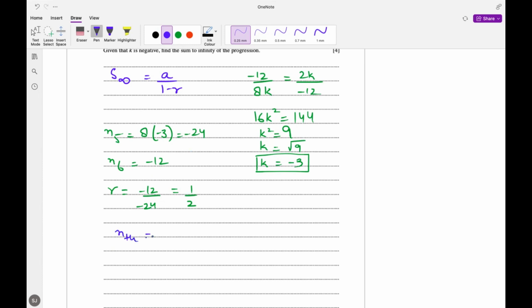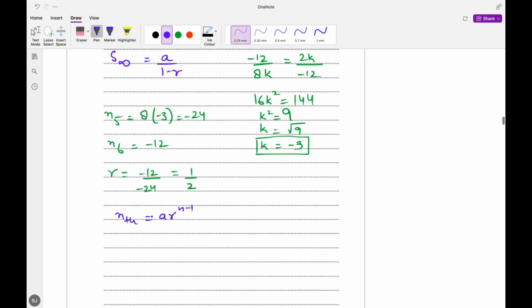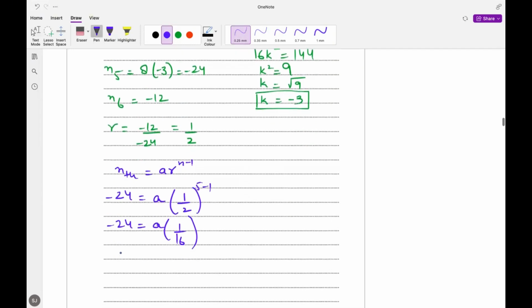Now to find the first term, we can use the fifth term and use the nth term formula. So the nth term is a r to the power n minus 1. Now the fifth term, -24, is equal to a, which is unknown, into 1 upon 2 to the power 5 minus 1. So this will become -24 is equal to a into 1 upon 2 to the power 4, which is 16. -24 times 16 is -384. So the value of a will be -384.